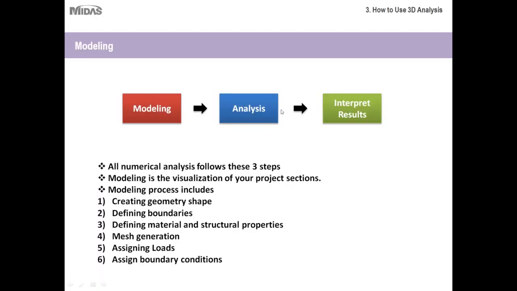So first, let's go over the process of 3D modeling. First, obviously you create your 3D model, then you perform the analysis, then you interpret the results. That's the main process. But within this process of modeling, there are certain things that need to be done. So it's a process within a process. As far as the modeling process, we start off with creating our geometry, defining our boundaries and our conditions. Then we define our material and structural properties. We generate mesh, we assign loads, and we define boundary conditions. As you become more skilled with numerical modeling, this process will become more and more like second nature to you.